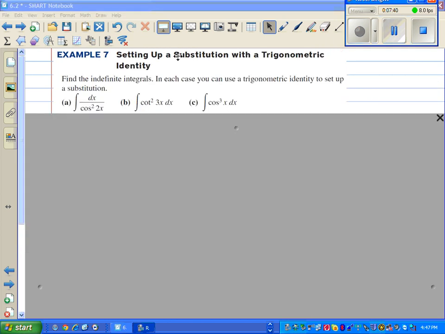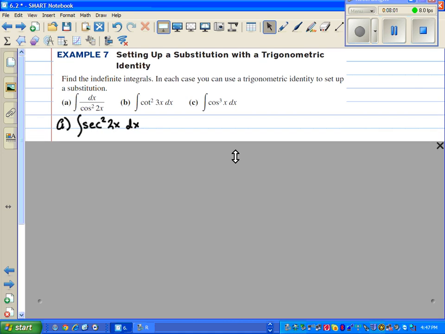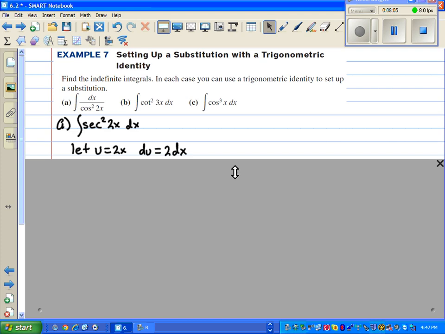In example 7, we are setting up a substitution with the trigonometric identity. So we're given an integral, and then we're going to manipulate it using one of the identities that we learned in trigonometry. The first one, letter A, is dx over cosine squared of 2x. We're not going to use the substitution right away. Rather, we are going to make 1 over cosine squared into secant squared of 2x. We're going to let u equal 2x, so that the derivative is 2 dx.